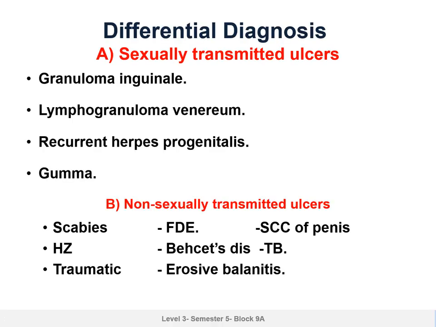Other sexually transmitted ulcers include granuloma inguinale, lymphogranuloma venereum, and recurrent genital herpes. Herpes is a multiple, painful, recurrent genital ulcer, while chancre is a single painless genital ulcer. Non-sexually transmitted ulcers include scabies, herpes zoster, traumatic ulcers, fixed drug eruption, Behçet's disease, TB, squamous cell carcinoma of the penis, and erosive balanitis.